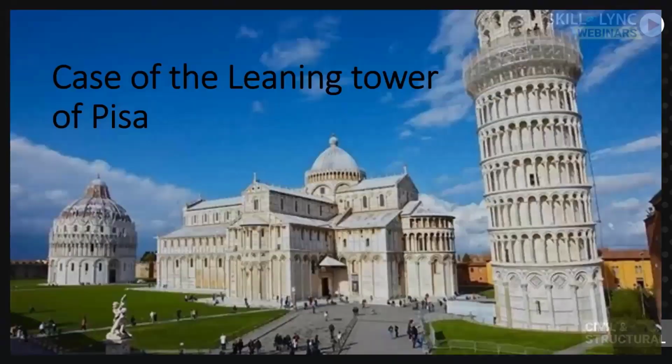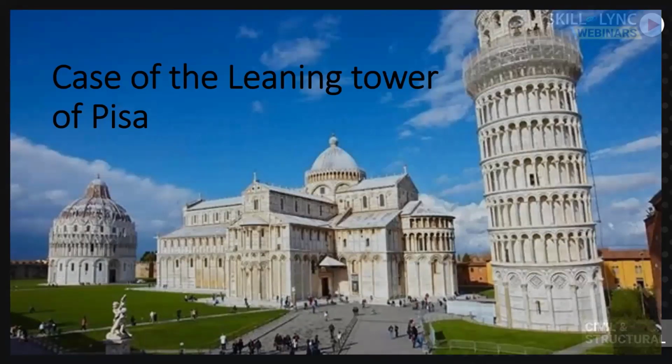Now let's have a look at the case of the Leaning Tower of Pisa. We all know about the tower, and we know it's leaning and it is famous, but this was not intended to lean. It is leaning because there were some problems, or some failures. It didn't fail actually, but we can say that it nearly failed. I would like to take you through a brief history of what happened there.